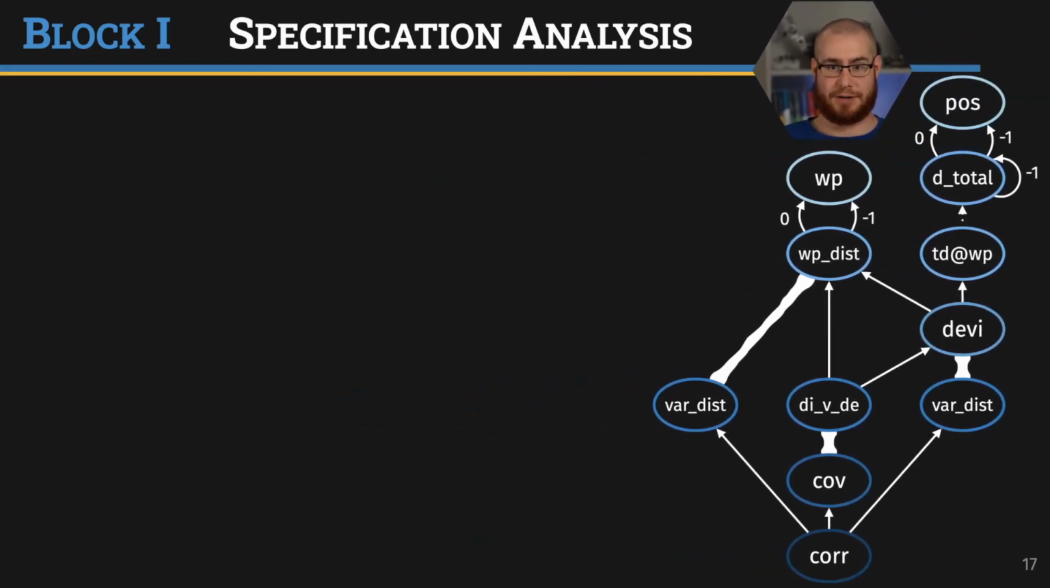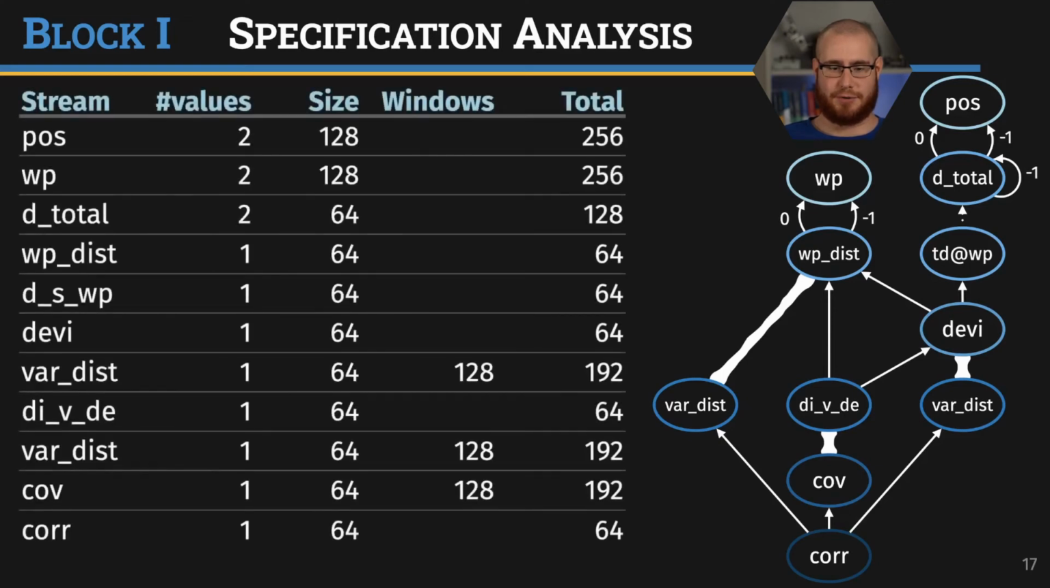And then we want to analyze the memory consumption of this spec. For each single stream in the dependency graph, we can compute the number of values we have to store of this stream. For example, if we take the position stream here, we know there's an access with offset 0 and an offset of -1. This tells us that we need to store two values of the position, the current one and the last one. Since we know by the value type of the position that every single value has size 128 bits, and we need to store two values, the memory consumption of this stream is 256. And this is something we can do for every single stream.